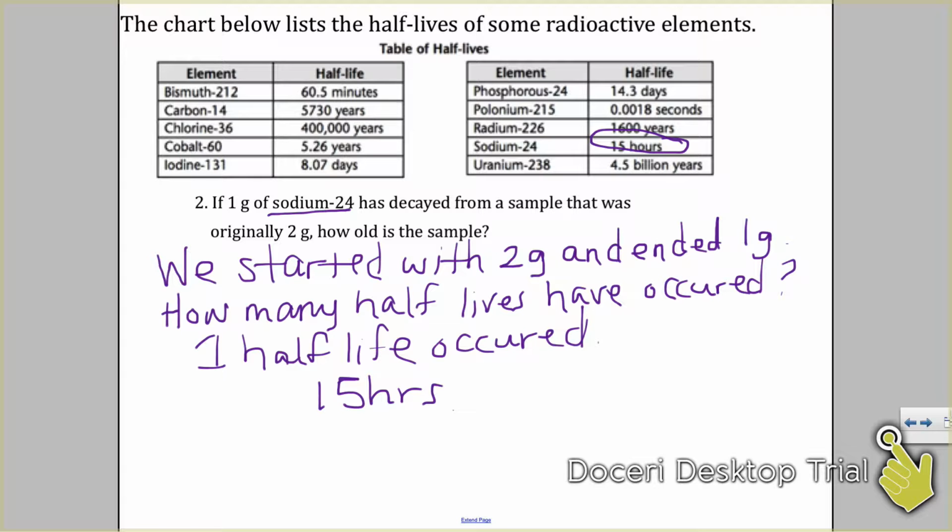Doing good? What if it said it went from 1 gram to, I'm sorry, 2 grams to half a gram? Bryson? 30 hours, because that would be how many half-lives? Two half-lives. Everyone got that? Some people get caught up because it says, if 1 gram of sodium has decayed from the sample originally, too. You got to pay attention to that wording that's there. So far, so good. Okay, we can move on, right?